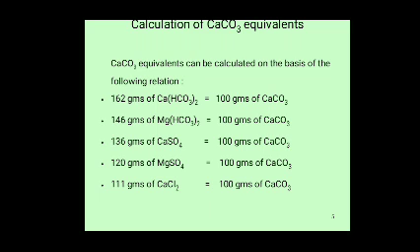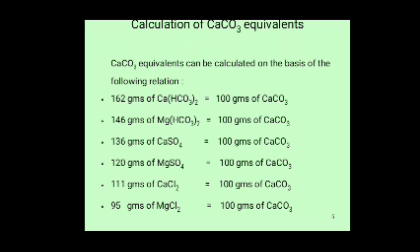111 grams of calcium chloride is equal to 100 grams of calcium carbonate. 1 calcium plus 2 chlorines are present in calcium chloride. Calcium atomic weight 40 plus 2 into 35.5, 40 plus 71, that is equal to 111 grams of calcium chloride, equal to 100 grams of calcium carbonate.